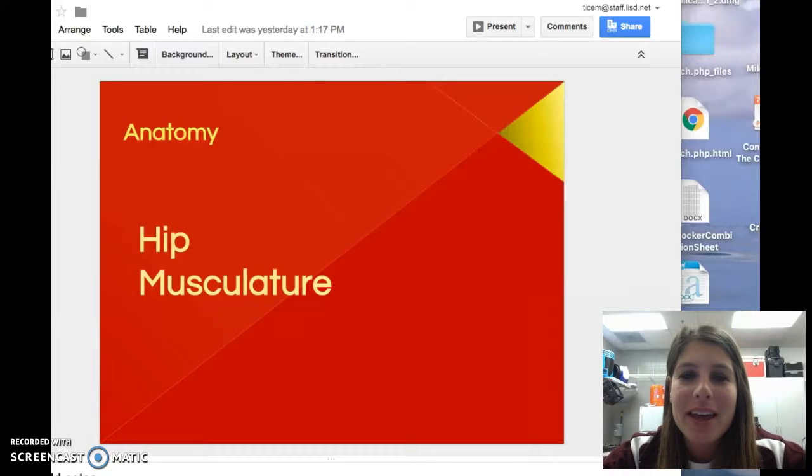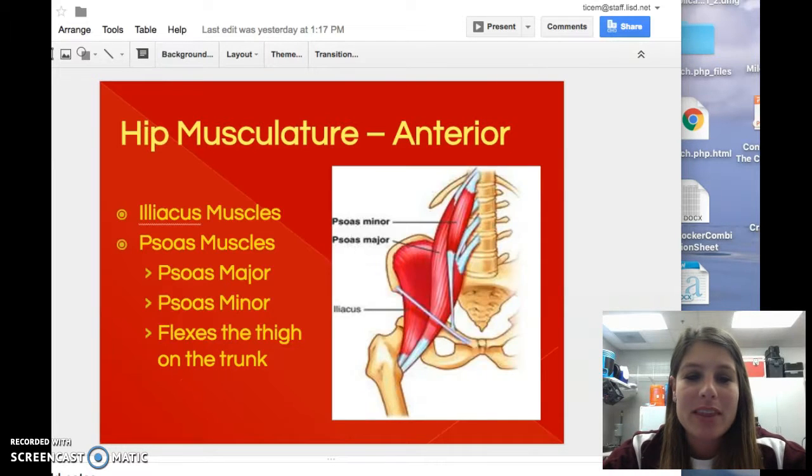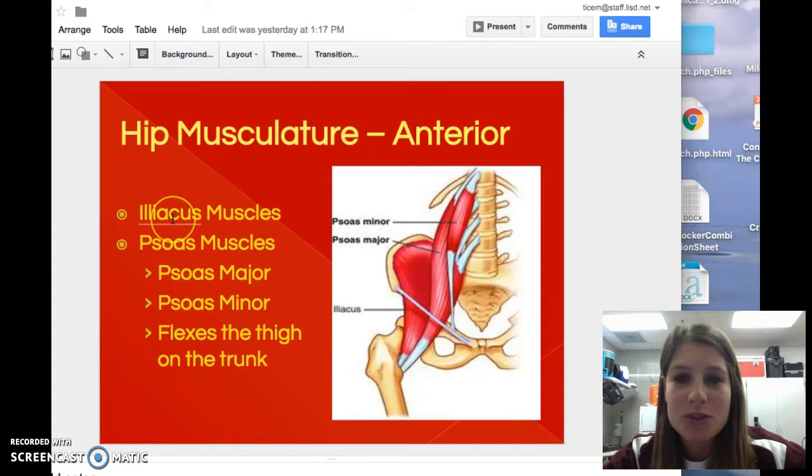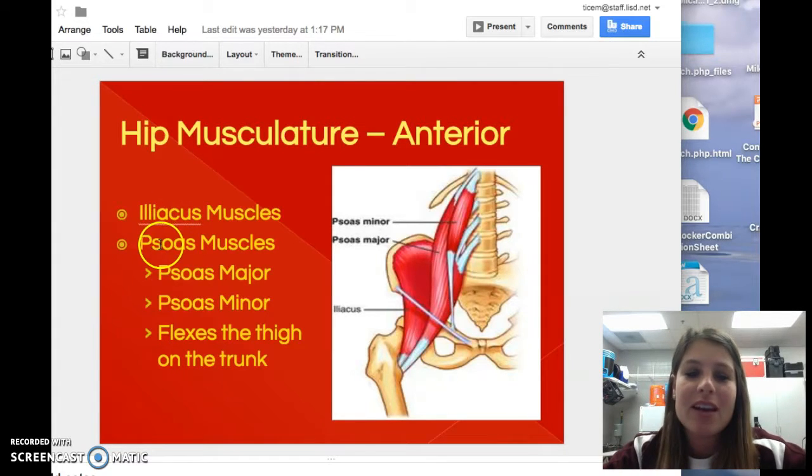All right, we're going to go ahead and pick up on our hip musculature from the last video. We're going to start today with the muscles of the hip that are on the anterior side. The anterior muscles that we're going to talk about in class are made up of a group called the iliopsoas muscles, and that consists of the iliacus muscle and the psoas muscle group. A lot of times they just get lumped in together because they do the same thing.